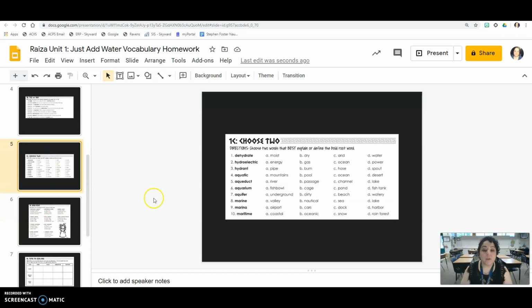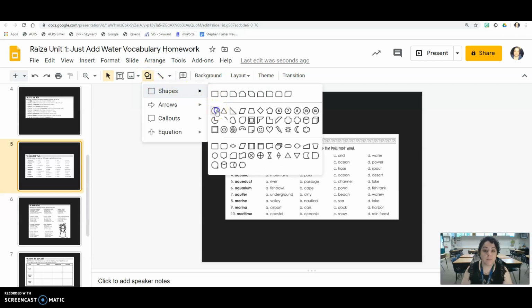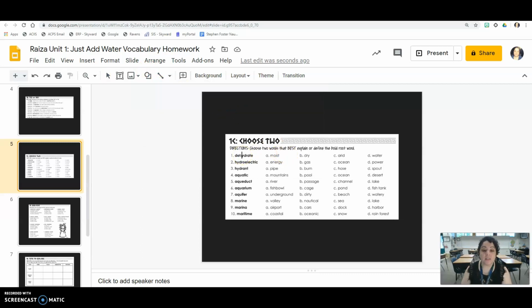On Wednesday, it would be reasonable to work on the choosing two activity. This is where you take a word like dehydrate and you look for 2 other words that would best explain or define the root word. So again, I would use a shape. I'm going to use a circle. Dehydrate means without water, so I'm going to use the word dry, and I'm also going to use the word arid. Those are the two words that I want to use that best show dehydrate. You would do the same for the remainder of those words.